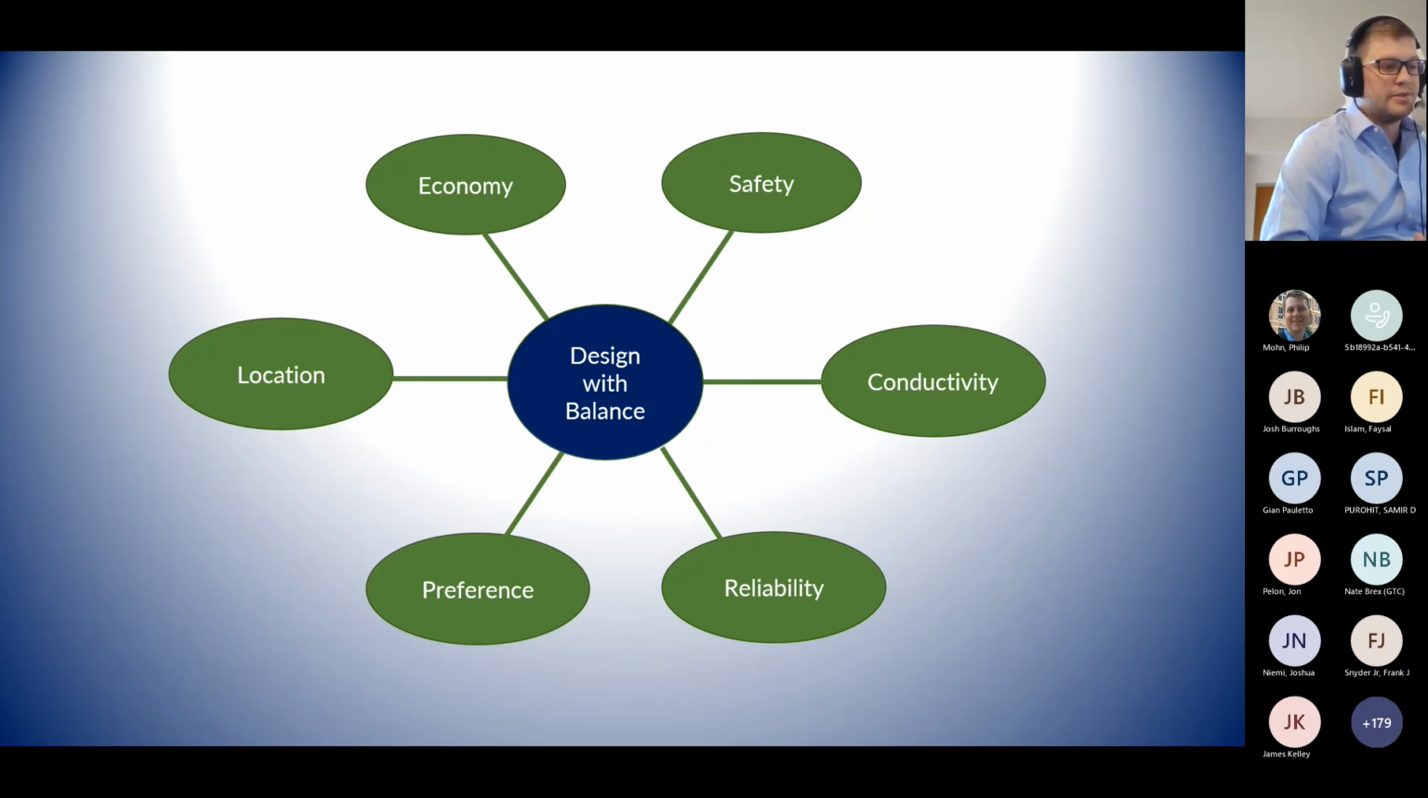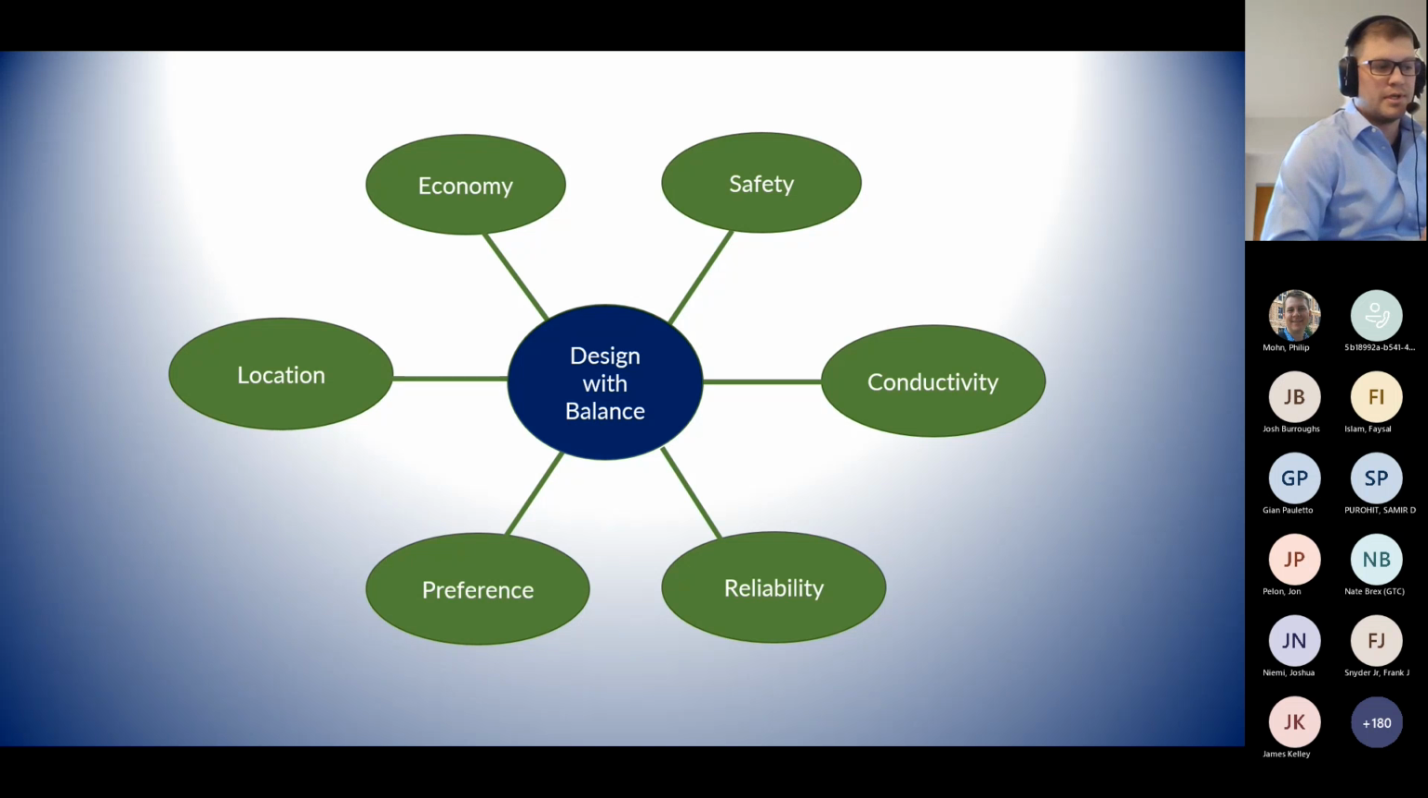Are we in a high or low altitude? Is heavy wind or ice loading a common factor? All things that could also affect your design choice. And then the economy side of it. Is this design economical? Is it cost efficient? Is it something that your client is not going to look at you wondering why you made this choice?